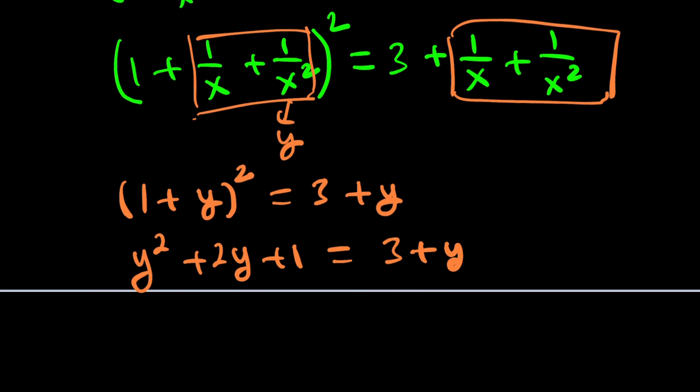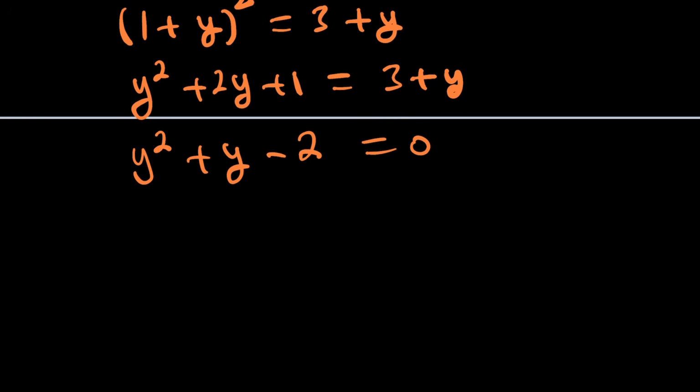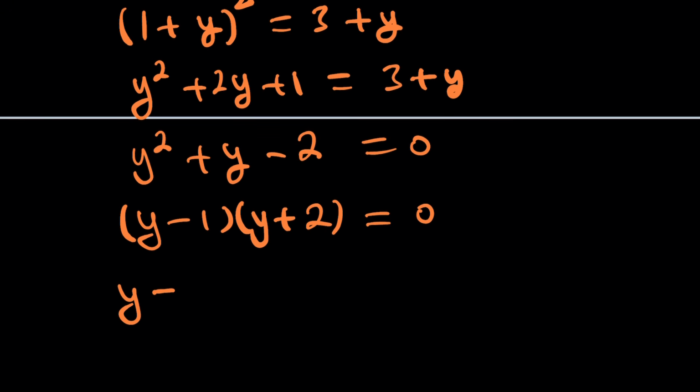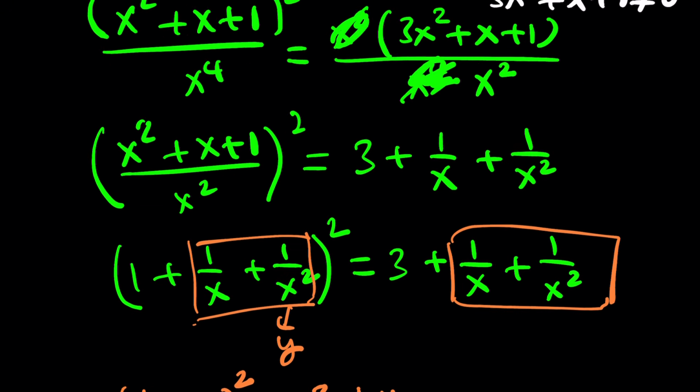We're going to go ahead and subtract: y squared plus 2y minus y. And then 1 minus 3 is negative 2. And guess what? This is factorable. Now we can factor it into y minus 1 times y plus 2. This is a trinomial. You should know the trick. And here we get y equals 1 and y equals negative 2. Beautiful. This is what makes these problems awesome.